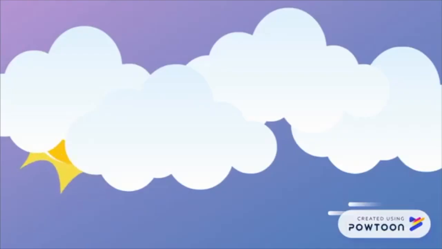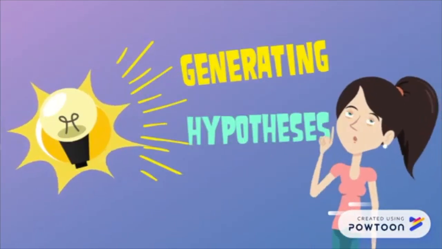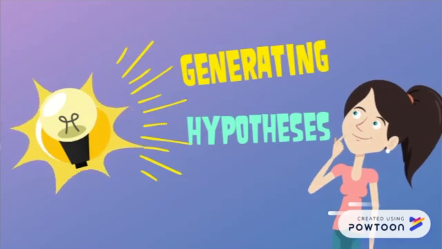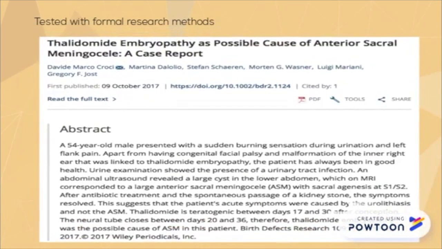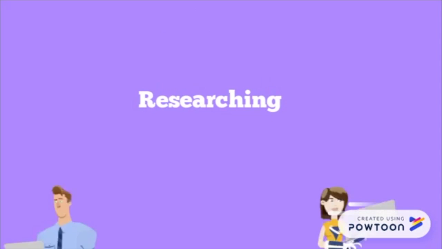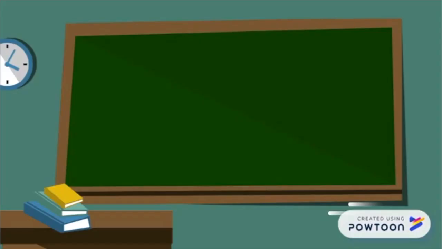Generating hypotheses. A new hypothesis could be formulated. This can be tested with formal research methods to confirm this hypothesis. An example of this is a case report about the devastating side effect of thalidomide in congenital abnormalities. Rare diseases in randomized clinical trials can be impossible to run due to lack of patients. Therefore, less rigorous methodologies can be used, among them case series and case reports.